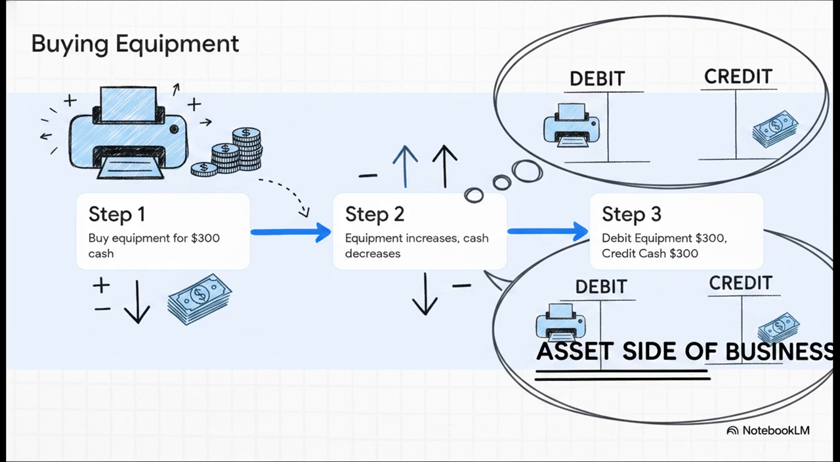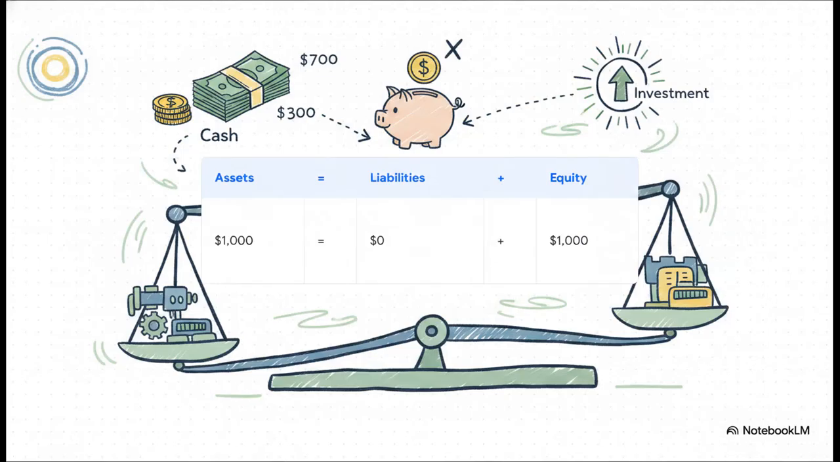Notice something kind of tricky here? Both the debit and the credit happened entirely on the asset side of the business. And this brilliantly illustrates the balance. Our total assets are still exactly $1,000. That $1,000 is now simply made up of $700 in remaining cash and $300 in new equipment. By swapping one asset for another, the total value on the left side hasn't changed at all. Our liabilities remain 0, and our equity remains $1,000. The equation remains perfectly, beautifully balanced.